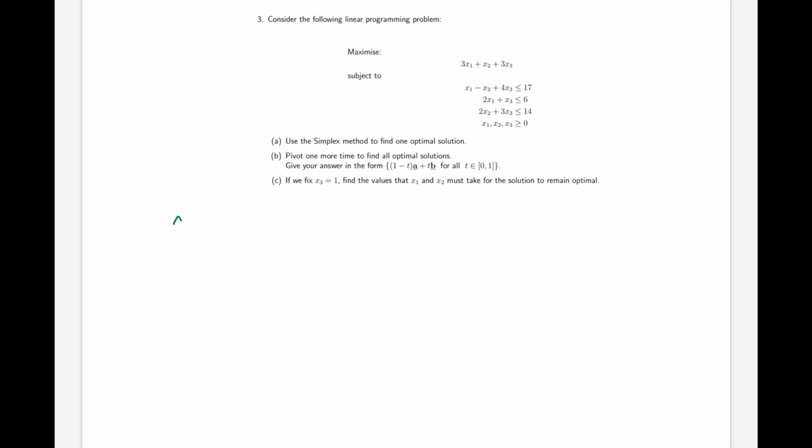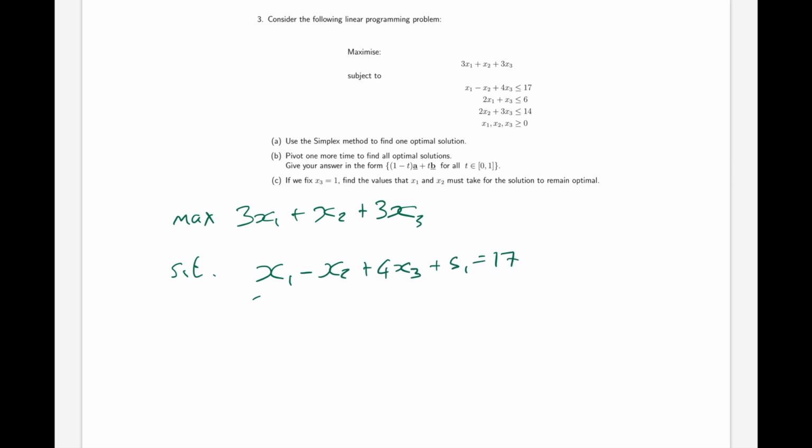So we will maximize subject to. So in standard form, we have all our constraints as equalities and we've introduced 3 slack variables. Once we have this, we can write down our initial simplex tableau to start the simplex algorithm.